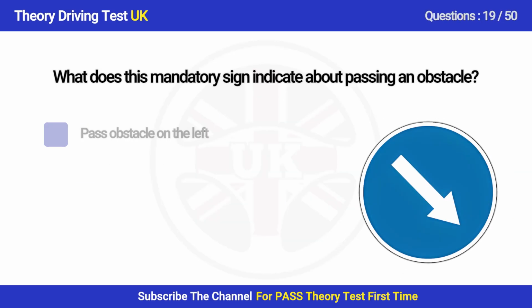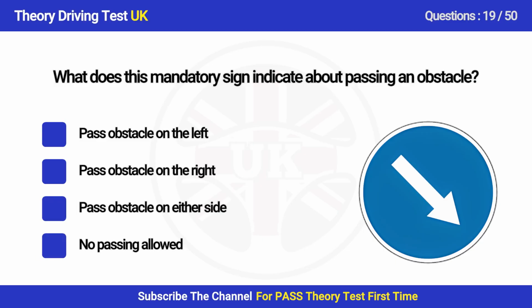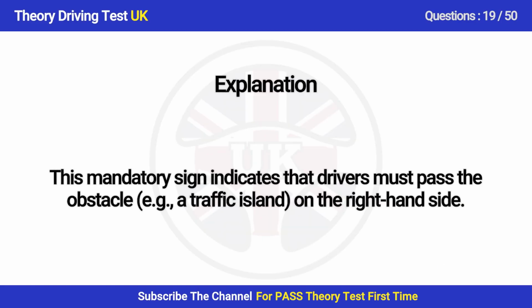Question 19. What does this mandatory sign indicate about passing an obstacle? A. Pass obstacle on the left. B. Pass obstacle on the right. C. Pass obstacle on either side. D. No passing allowed. Answer is B. Pass obstacle on the right. This mandatory sign indicates that drivers must pass the obstacle, e.g., a traffic island, on the right side.